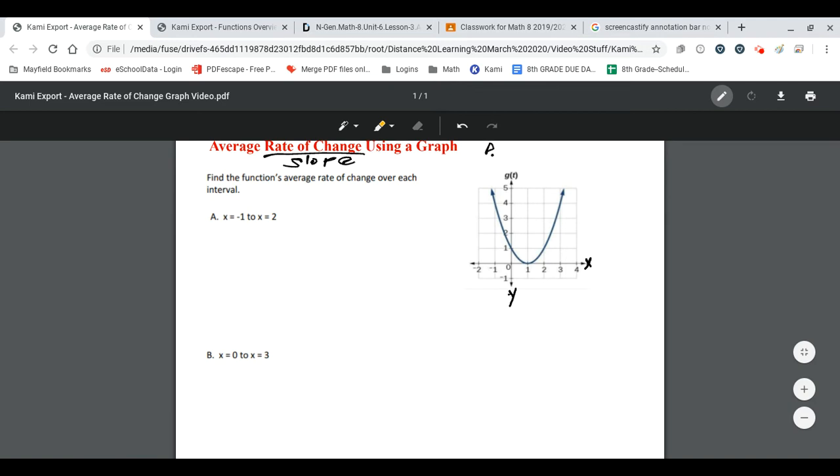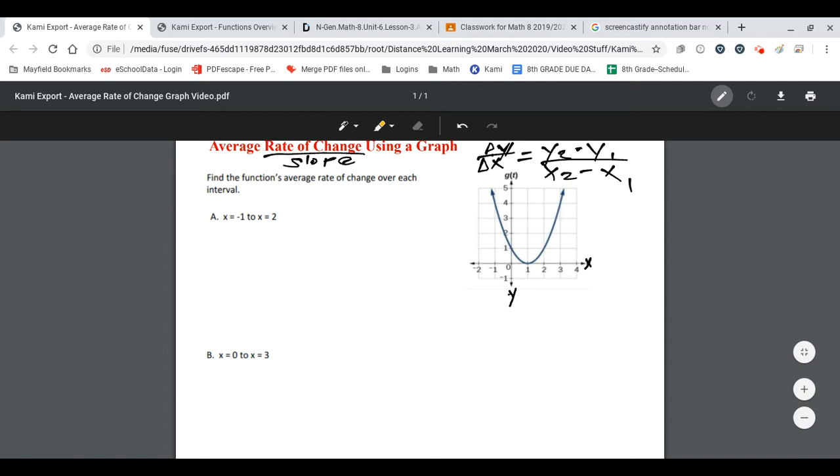We know that slope is change in y over change in x, which is y2 minus y1 over x2 minus x1. So for using a graph, we're going to have an x and a y, and we're going to use that formula.